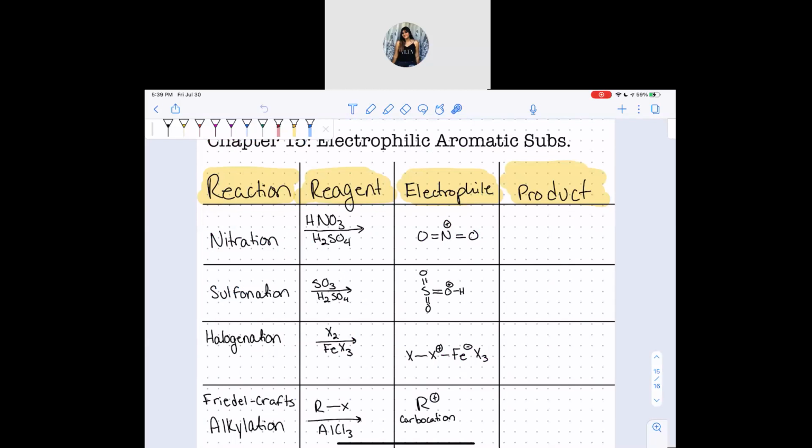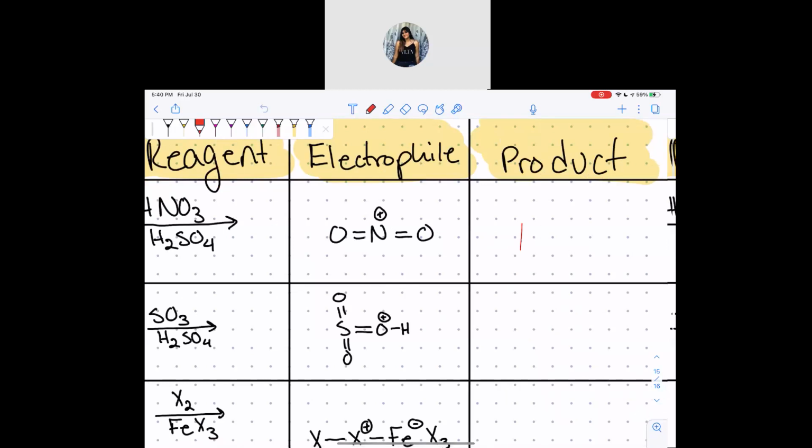Chapter 15 is all about electrophilic aromatic substitutions. We spent a lot of time on this chapter, and I did send you like a cute little summary table thing. But if you're not really a visual person and you like things just listed out, this is for you. So a nitration reaction, these are the reagents, this is the electrophile, and the product would be benzene ring with NO2 on it.